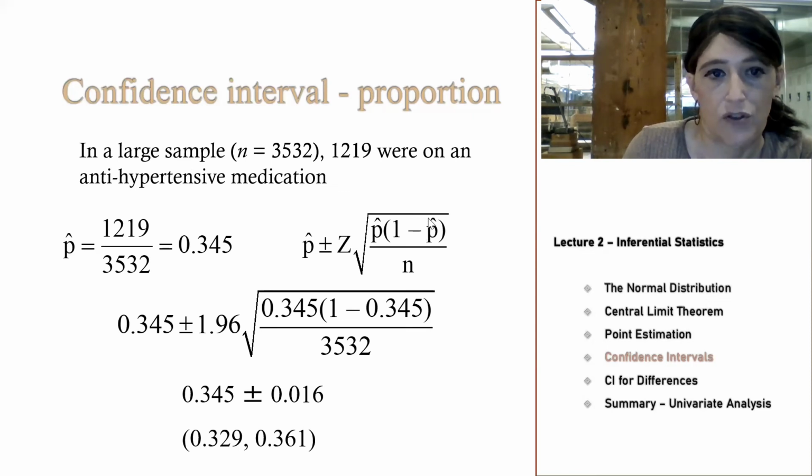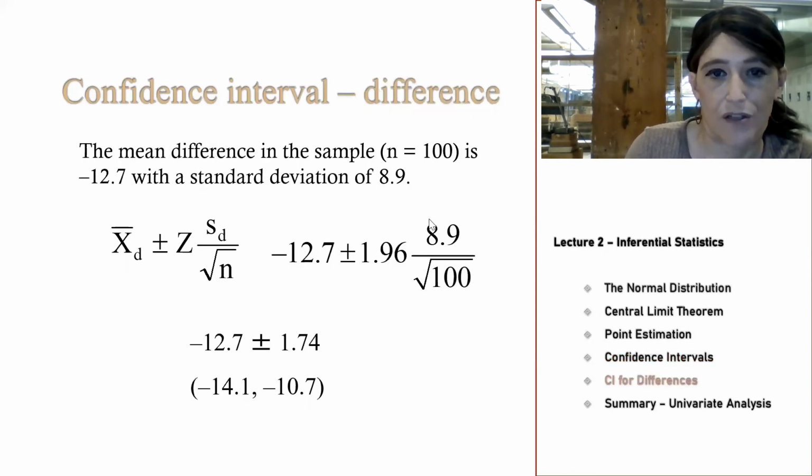Okay, so that's for a proportion. We can also calculate a confidence interval around a difference in two means, and this is already getting us a little into bivariate analysis, which I'm saving for next week. But conceptually, we could calculate a difference between two means, let's say between men and women. We would actually apply the same sample size and Z statistic to that mean to calculate our confidence intervals.